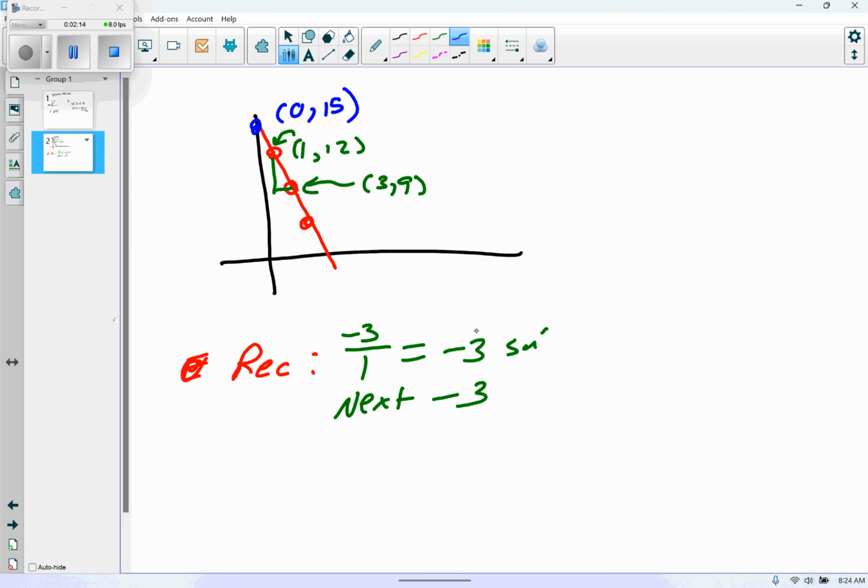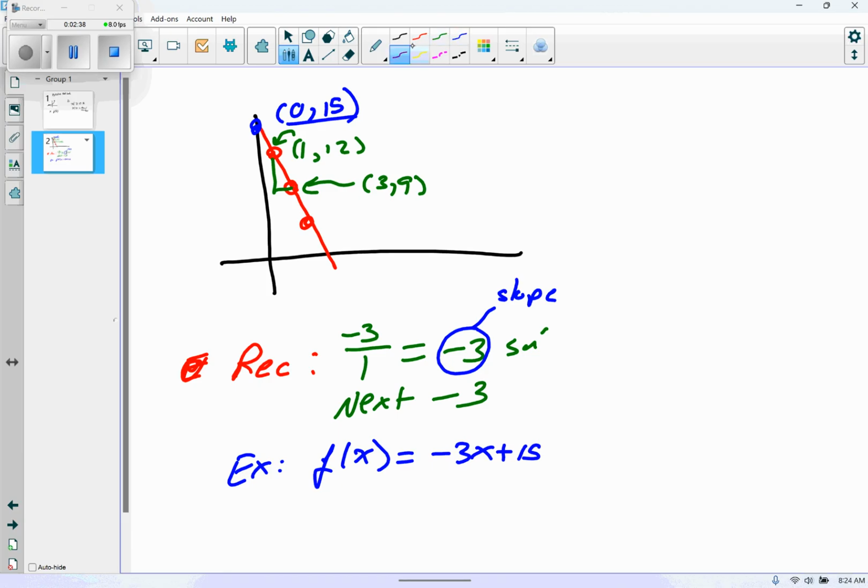So take a look at this. This actually is the slope of a linear equation. This is the y-intercept. So our explicit function, being that we have 0 in place, we have f of x is equal to negative 3x plus 15. It's a little different to think about.